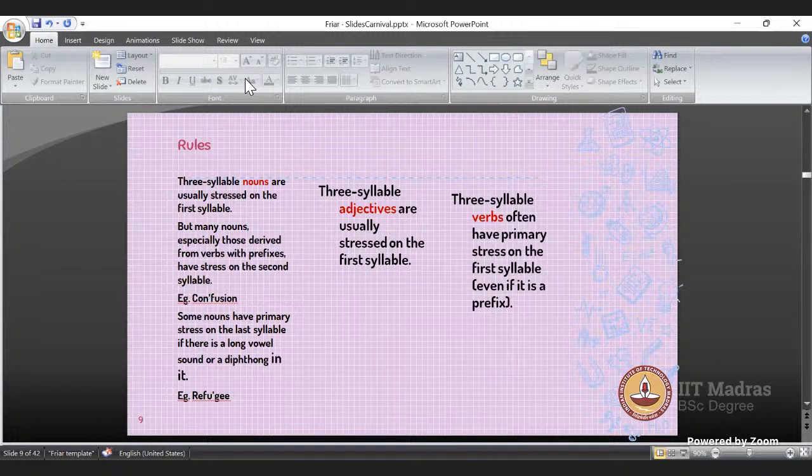Yeah, please go ahead. Ion, cation, or suffix ic. Yeah, ION is what you mean. E, like refugee. Yeah, that is a suffix. I think we just discussed that it's going to take the stress on itself, right? More than that?